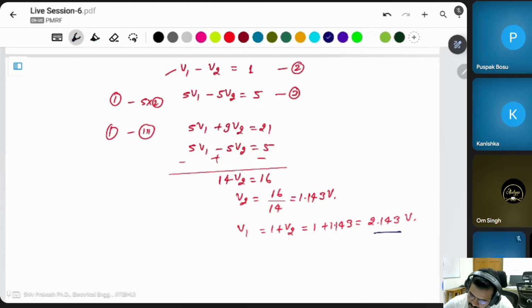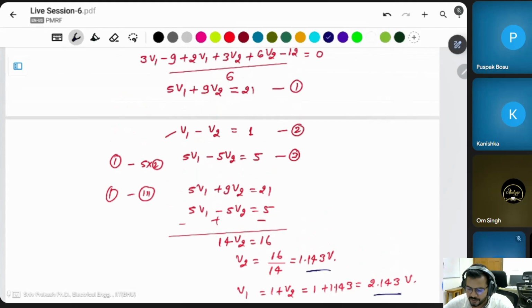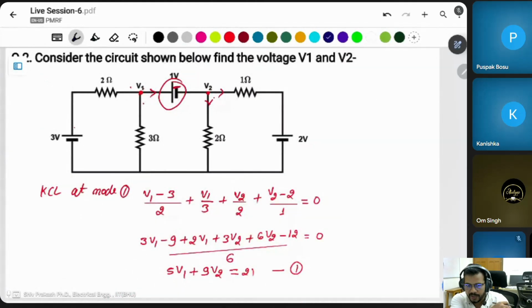V1 and V2. Okay. Simply you can apply the KCL at both nodes, write the KCL as a single equation, and solve this equation. You will get the final answer.